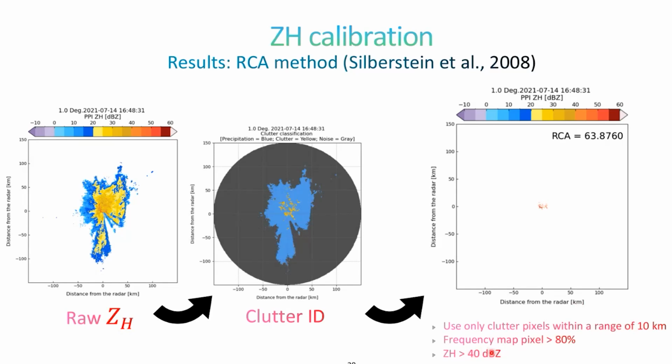Sometimes we have to be close to the radar. In our case, it's 10 kilometers. But if you change this value of ZH above 40 dBZ, that parameter is the one that produces the most different results, and that's the one that affects the most.